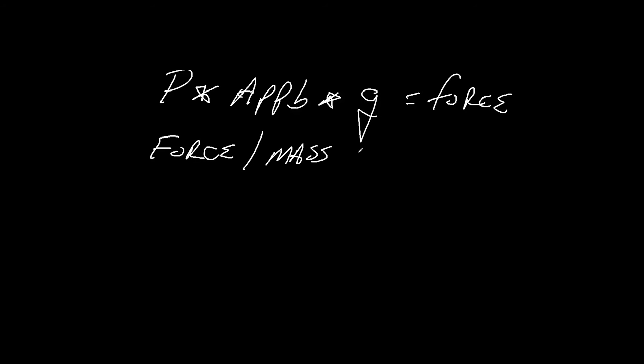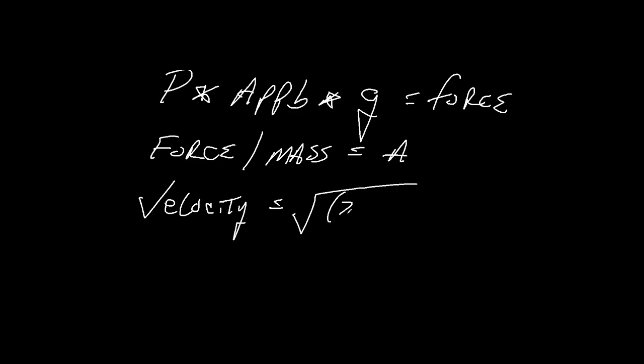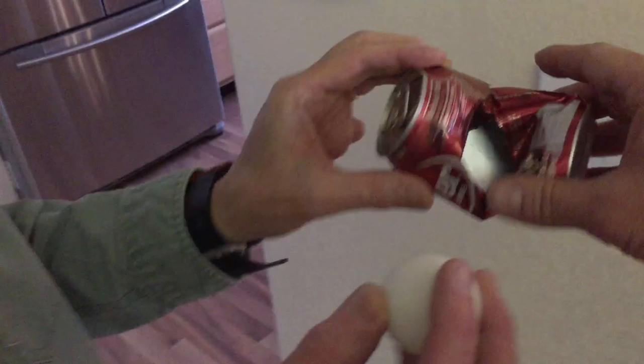From that, he's able to calculate acceleration, and acceleration is defined as force divided by mass. And then finally, you can get velocity from taking the square root of 2 times the acceleration times the distance, and the distance in this case was about 1.7 meters. Now there you have it, 806 miles per hour with a ping pong ball. Pretty cool.